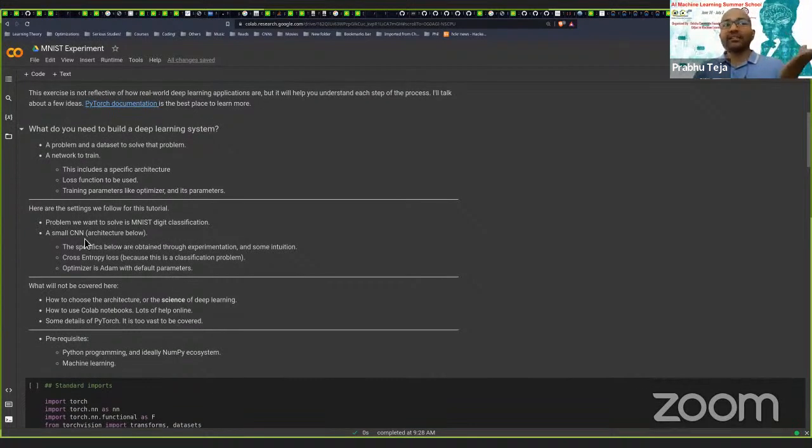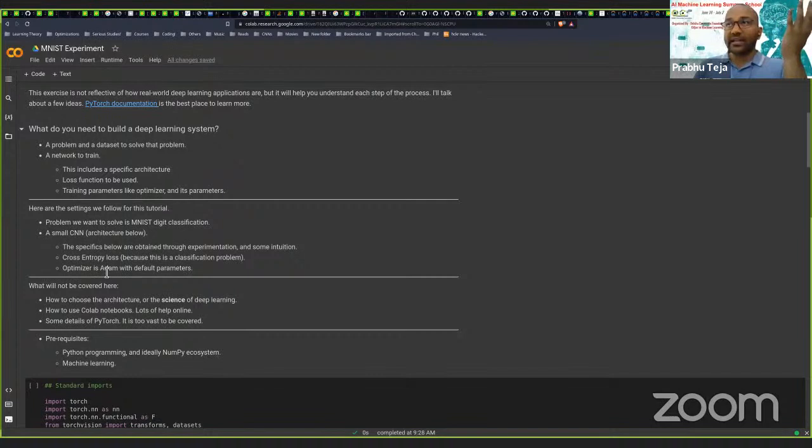So that architecture is a small CNN. It is very similar to the old 90s LeNet CNN that I had shown in the first part. What is the loss? A loss, as I said, is really something that tells you how wrong or right a network is. And I will use a loss called a cross entropy loss because it is a classification problem that I'm dealing with. And I'll use an optimizer called Adam.